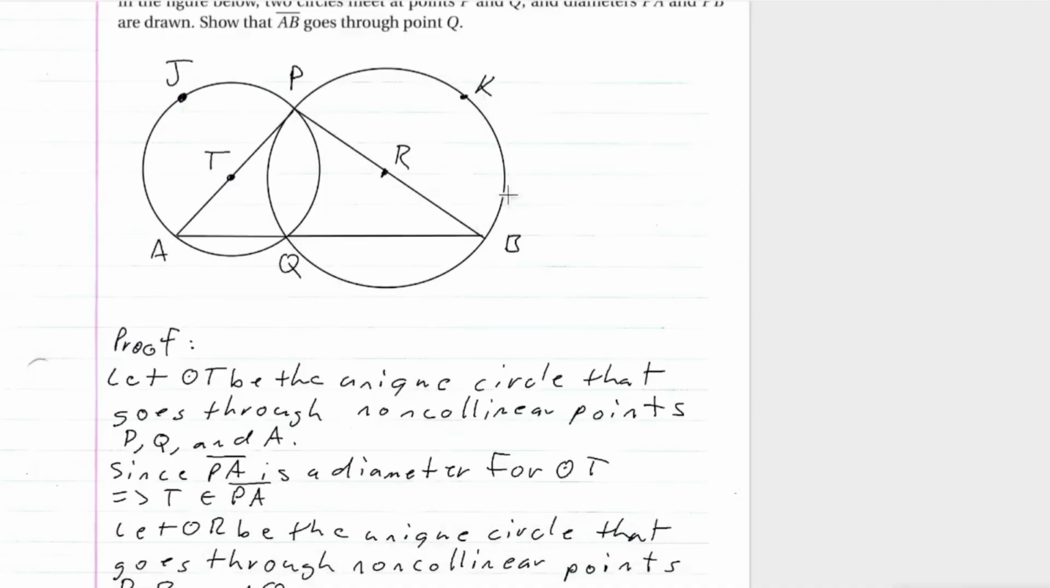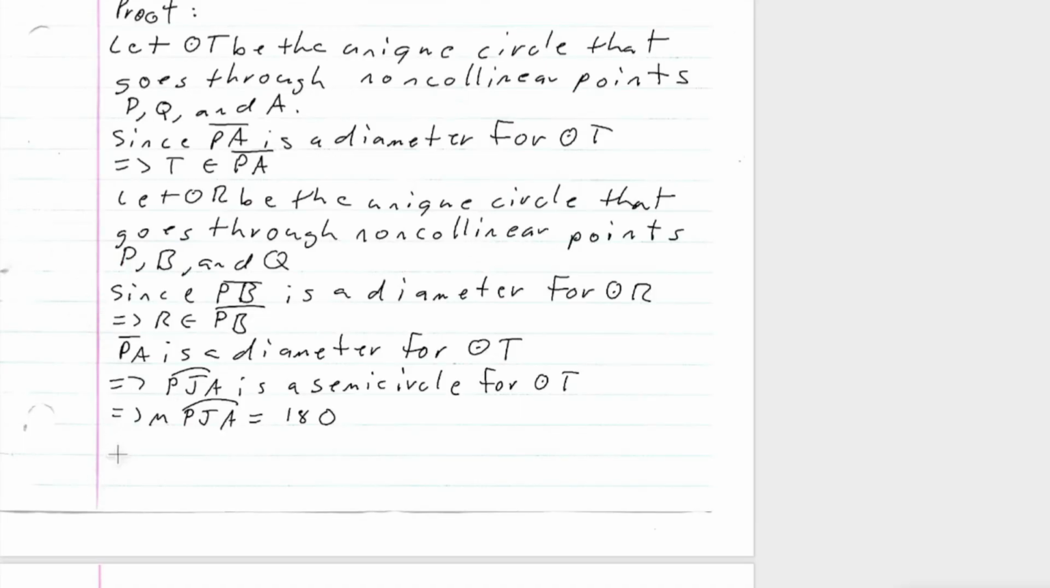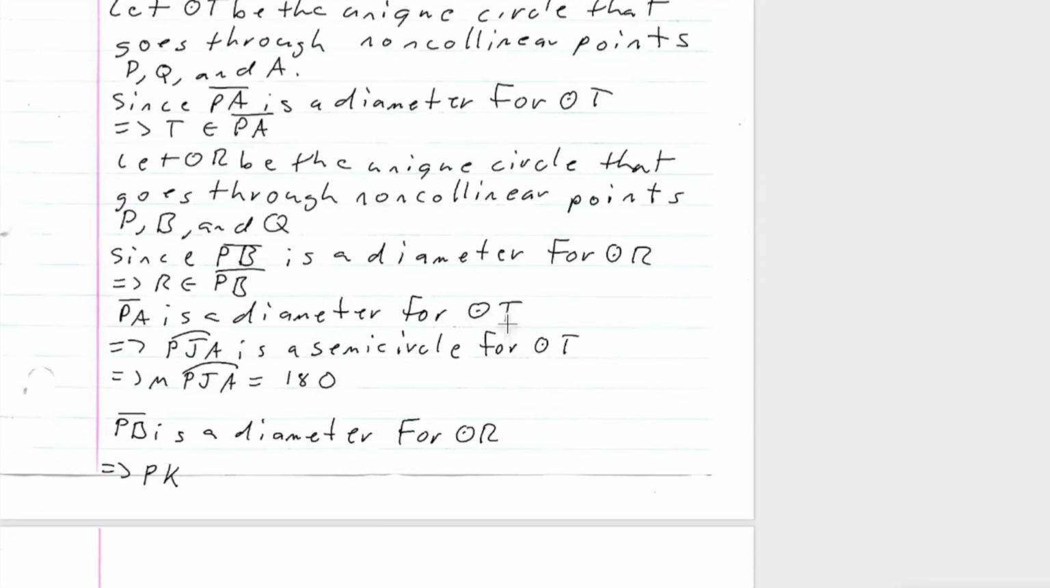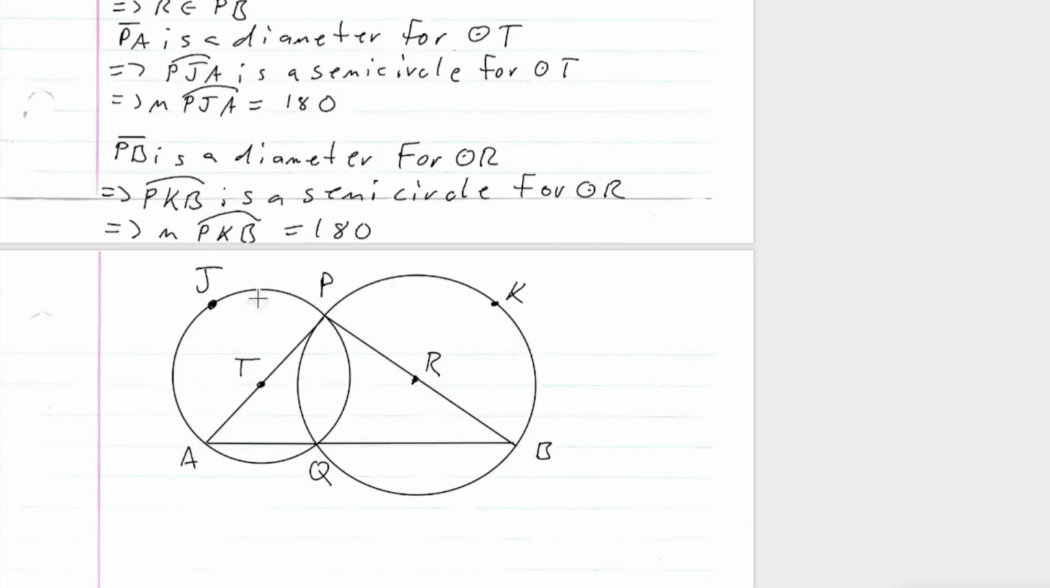Similarly, we know that PKB is a semicircle because PB is a diameter for circle R. This implies that arc PKB is a semicircle for circle R, which implies that the measure of PKB is equal to 180. As you can see, I redrew it here.